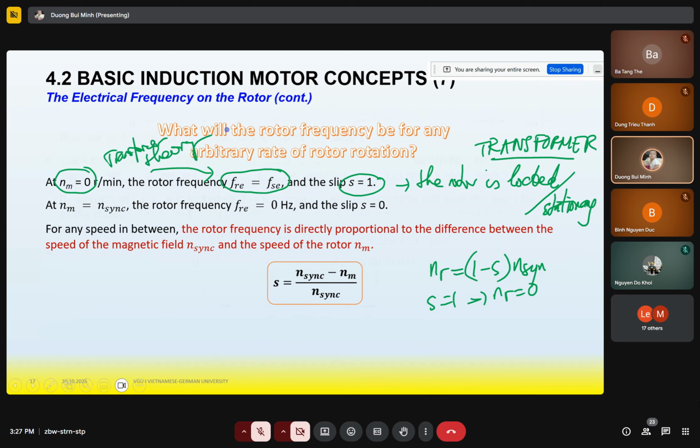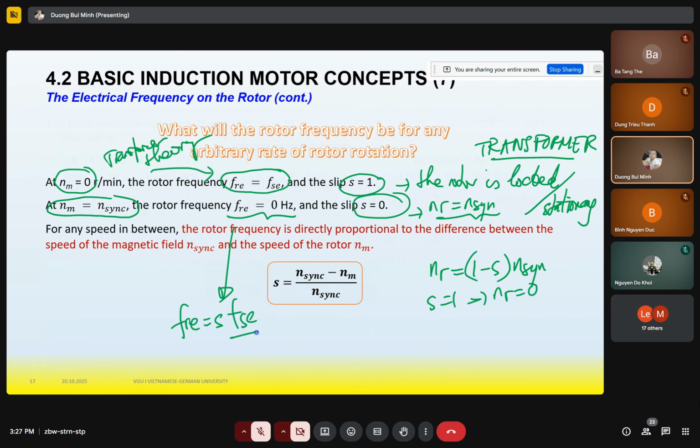Now, S is 0, that means the rotor speed equals synchronous speed. So we have the rotor frequency is 0. Why do we get this? I will demonstrate later. Now we just accept the formula first. So we have FRE is S times FSE. Very important formula.